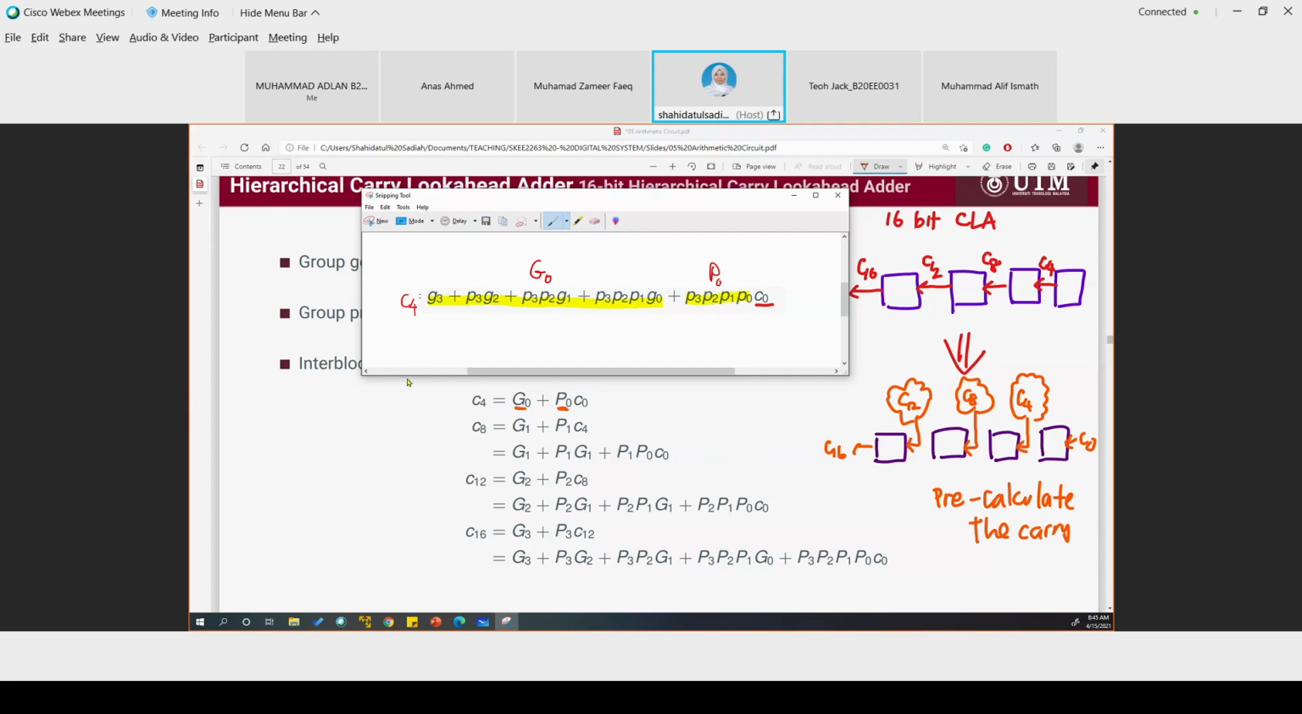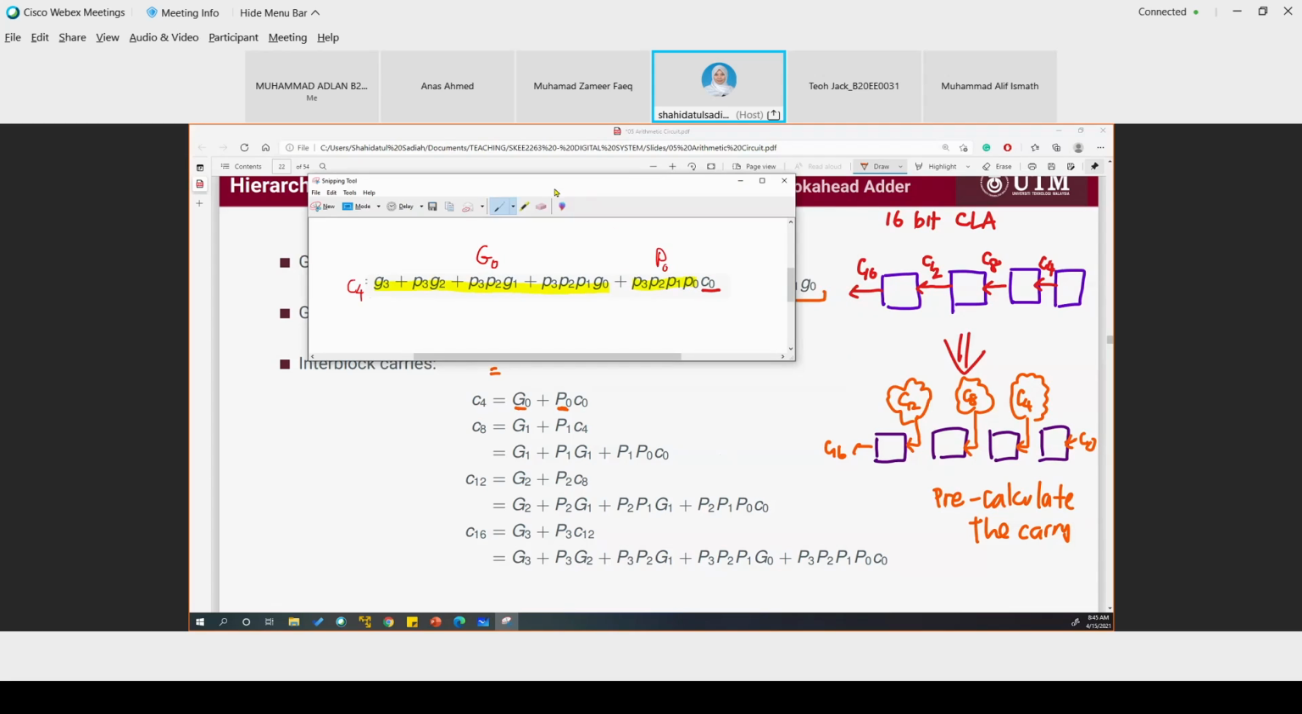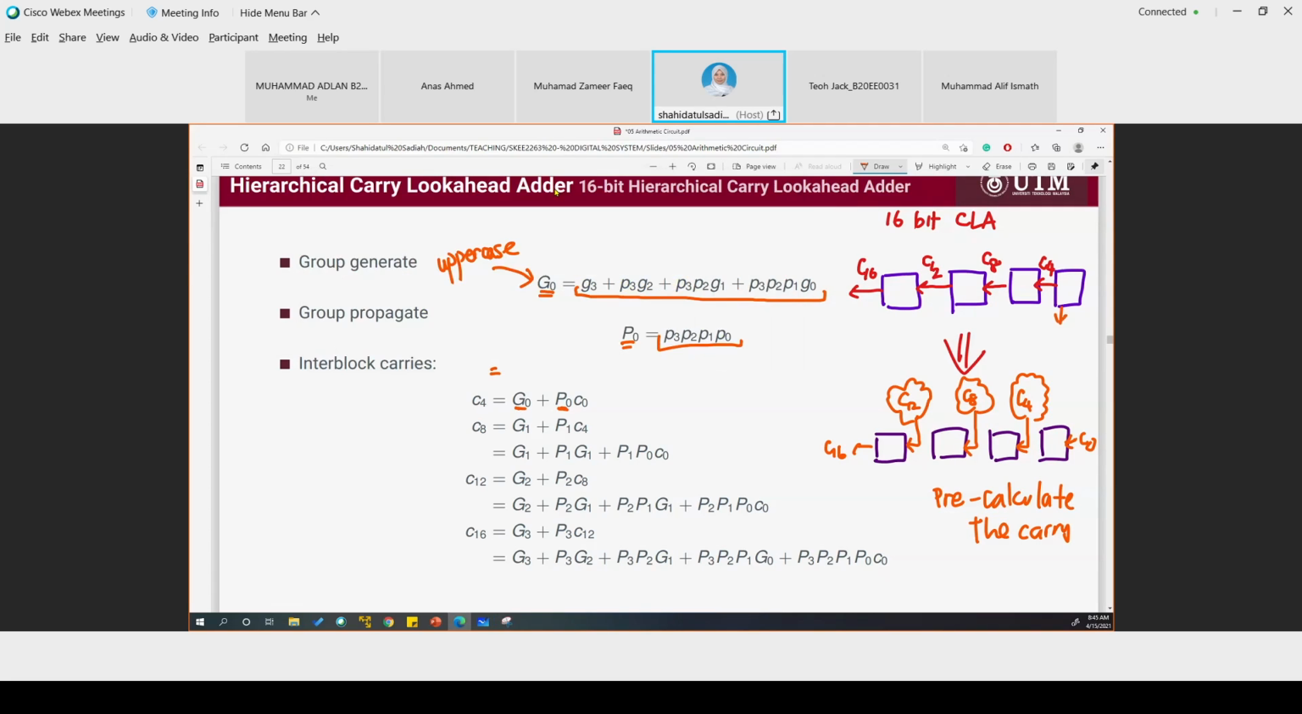Right? Hopefully that's not confusing. So the things that we want to calculate are C4, C8, C12, and C16. So from C4, we can calculate C8. So C8 is G1 plus P1 times C4. Okay, because this is where I got G0, right? So here you got G1. Okay. So to calculate with G1, you have to know what C4 is.